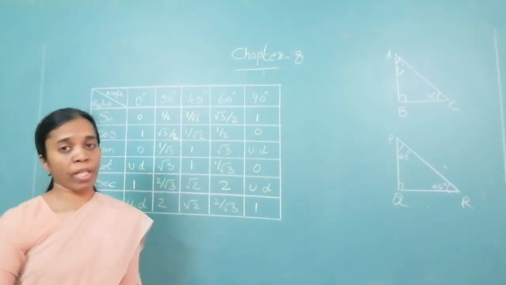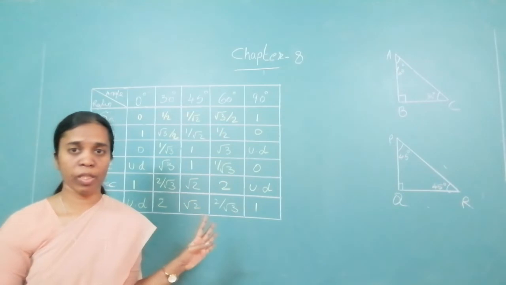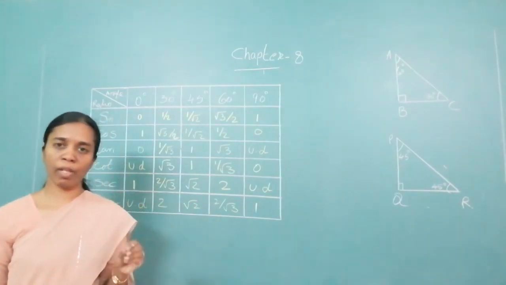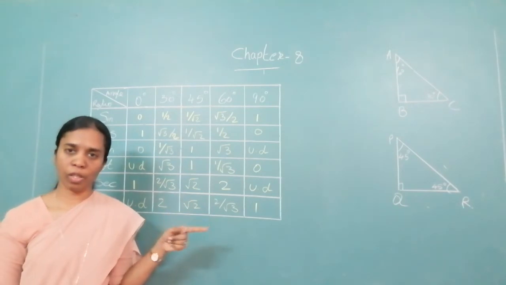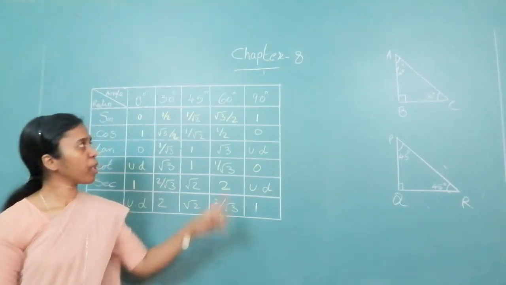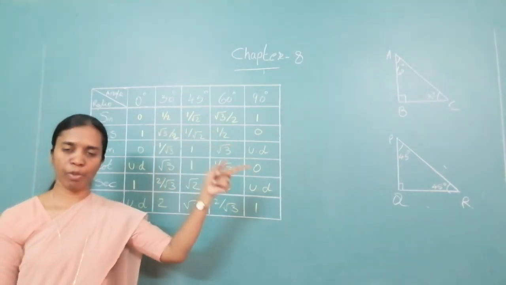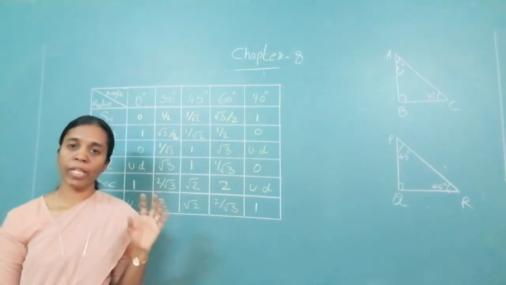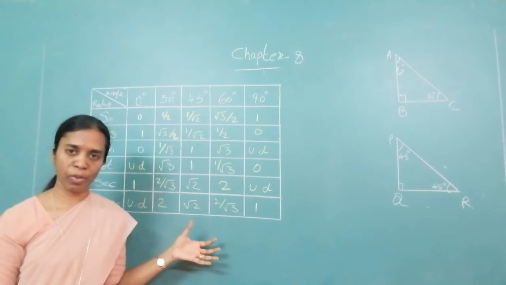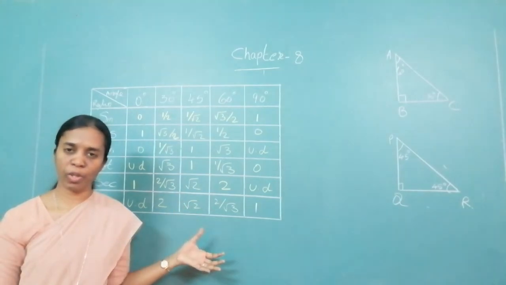Today we have learned only how to write this table. These are known values. There will be some values which are not known. Suppose you are asked about sine 46. Do you know the value? You don't know. But if these values come, that is sine 45, sine 30 or cos 90, we can directly substitute these values. So for that we should know these values.